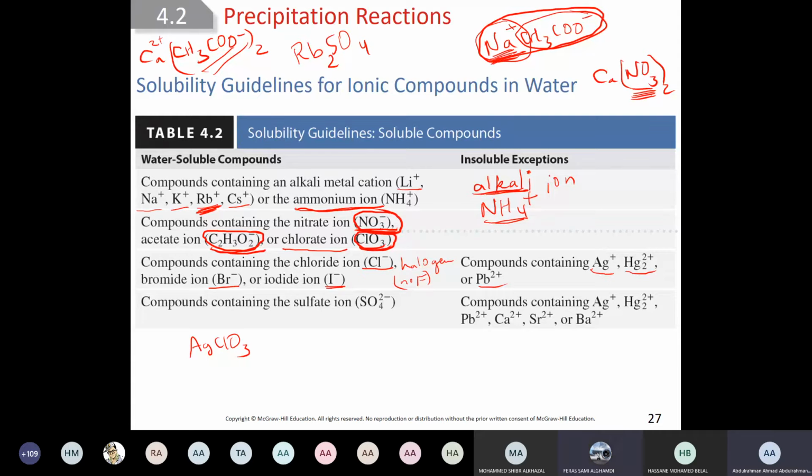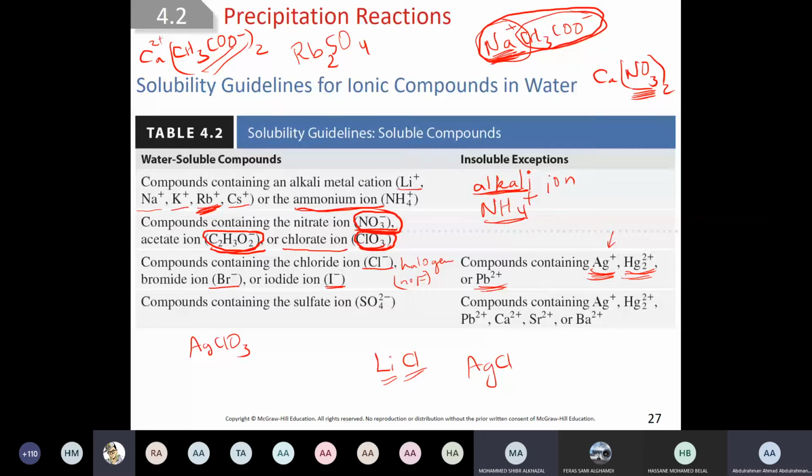Okay, so if I write lithium chloride, is this going to dissolve in water? Yes. Why? Because it contains chloride with lithium, and both are soluble. But if I have AgCl, is it going to dissolve in water? No. Why not? It's an exception. Three ions you must memorize. What are the ions?